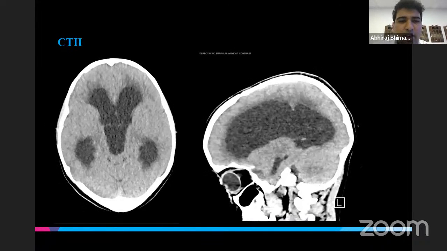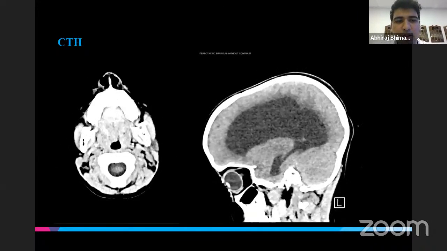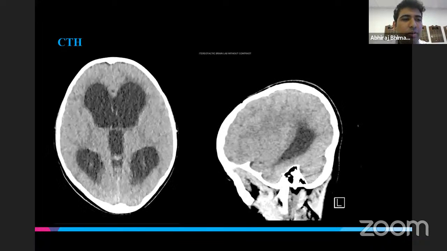The CT scan shows hydrocephalus. You can clearly see ventriculomegaly with enlargement of the lateral ventricles as well as the third ventricle.